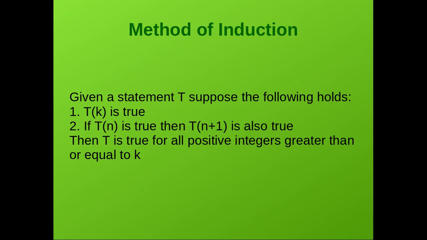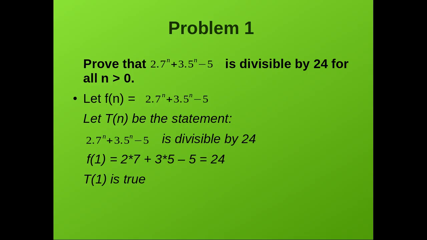Now let's look at a problem which can be solved using the method of induction. We have to prove that 2 into 7 to the power n plus 3 into 5 to the power n minus 5 is divisible by 24 for all n greater than 0. Let fn be 2 into 7 to the power n plus 3 into 5 to the power n minus 5, and let Tn be the statement that 2 into 7 to the power n plus 3 into 5 to the power n minus 5 is divisible by 24.